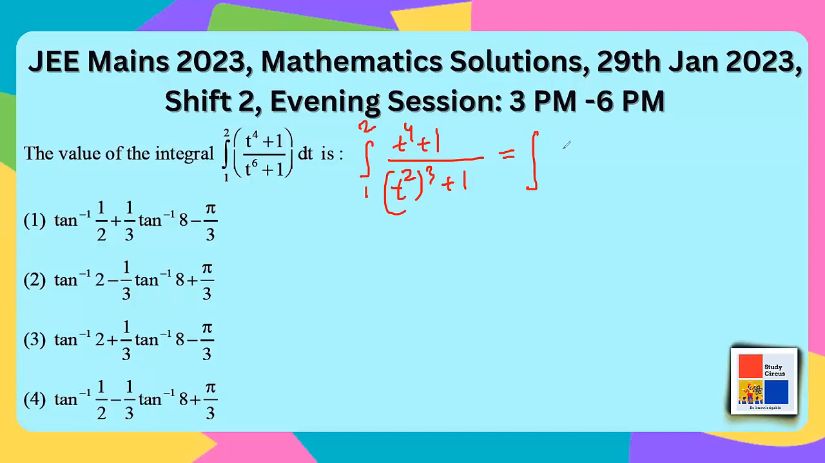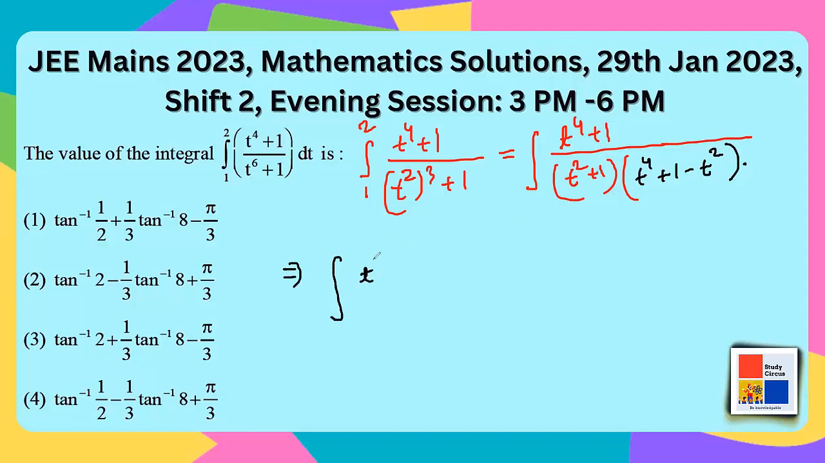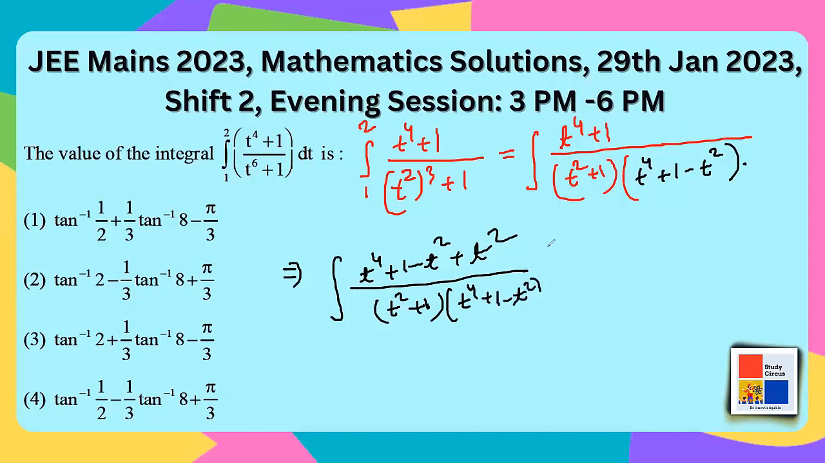That is the same as the integral of t to the power 4 plus 1 upon a cube plus b cube, which is factorized by the a cube plus b cube formula. This will be like this, and then t to the power 4 plus 1 minus t square, right? Now to make it a bit simpler, I'll add and subtract a t square in the numerator. So that is the same as t to the power 4 plus 1 minus t square plus t square upon t square plus 1 times t to the power 4 plus 1 minus t square.